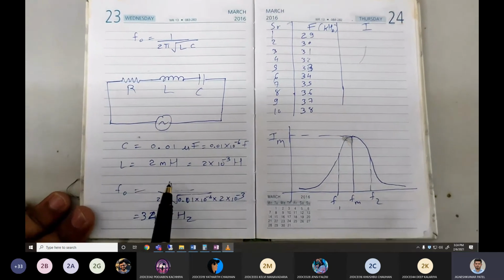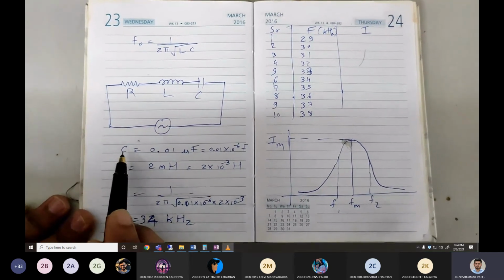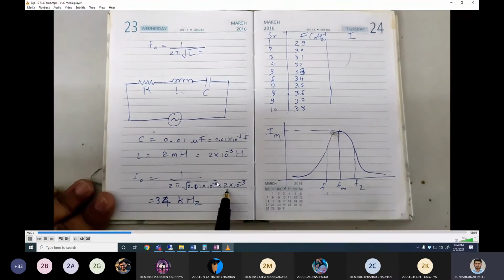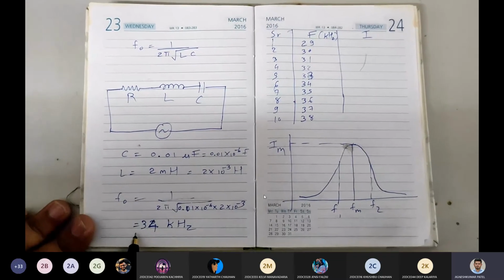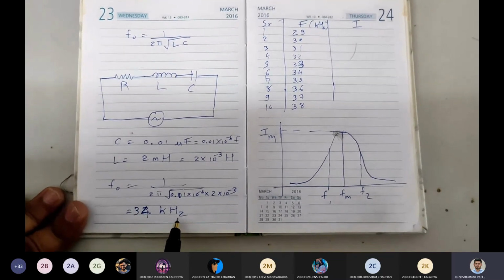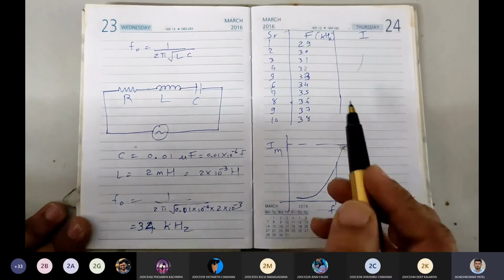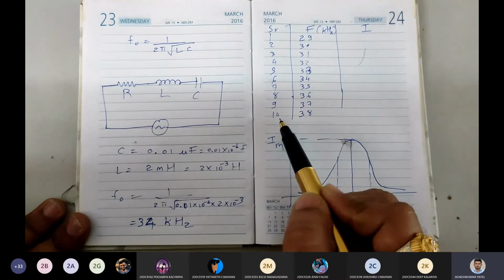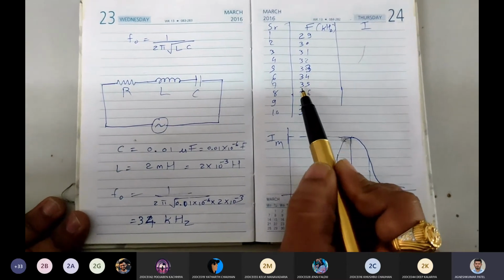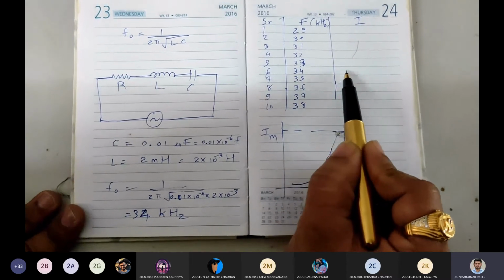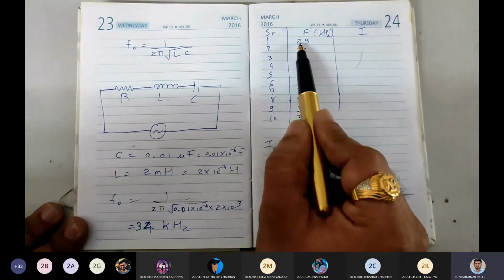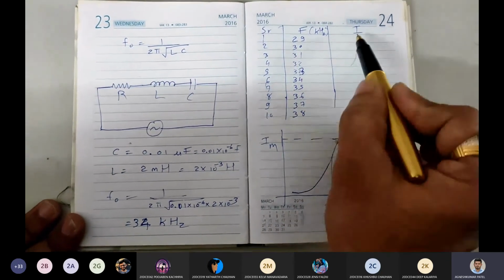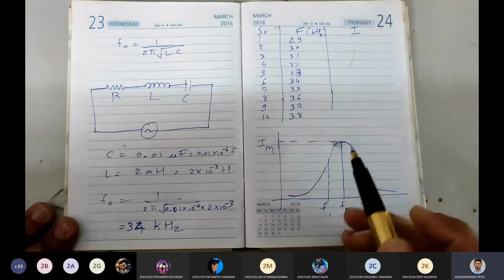Theoretically, F0 is equal to 1 upon 2 pi under root of the values of L and C, which we are going to use from the kit. So it is 0.01 microfarad multiplied by 2 millihenry. So it is approximately 33 or 34 kilohertz, at which we get the maximum current. For the readings, we will tune the frequency to 10 different values, and theoretically at 34 kilohertz we will get the maximum current. So we will start our readings in the kilohertz range from 29 to 38, and we will write down every value of the current.